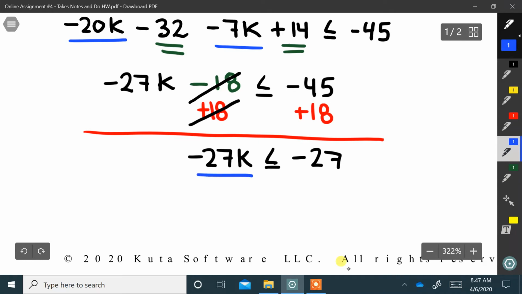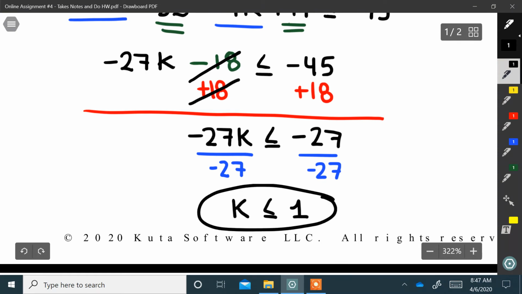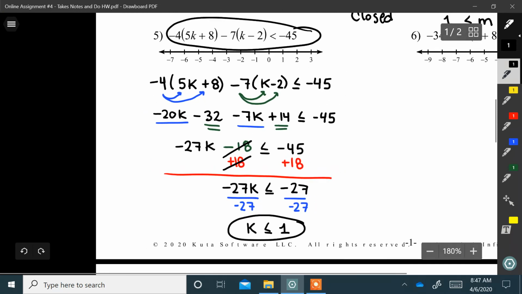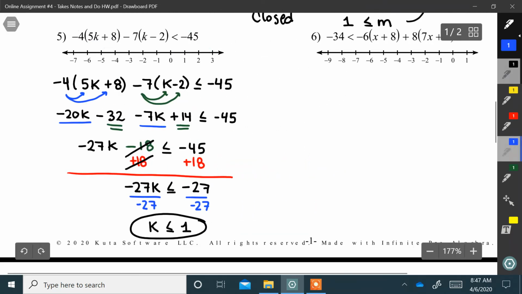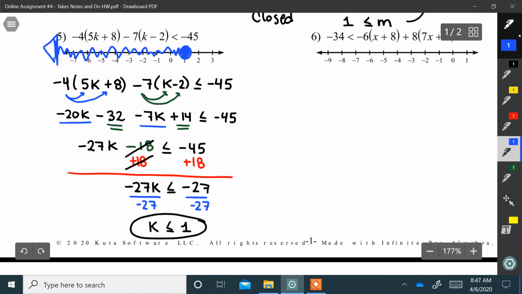We're going to go ahead and divide by negative 27 there. Negative 27 divided by negative 27, that's actually going to be positive 1. I'm going to zoom out so you can see the whole problem there. We're almost done here, guys. We're going to go to 1. We're going to put a closed circle. And we're going to go this way. All right, I'll give you some time so you can see that.